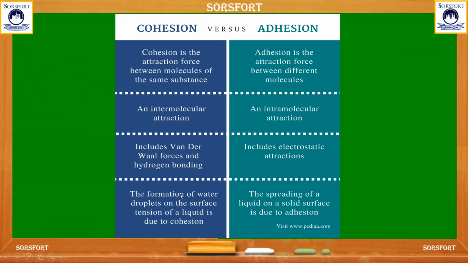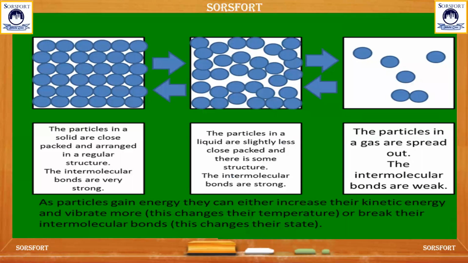For cohesion, the formation of water droplets and the surface tension of a liquid are due to cohesion, and the spreading of liquid on a solid surface is due to adhesion. So now today we are learning about the three states of matter and their distinguishing properties.